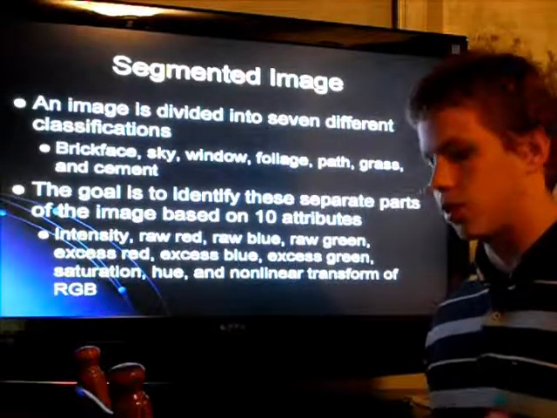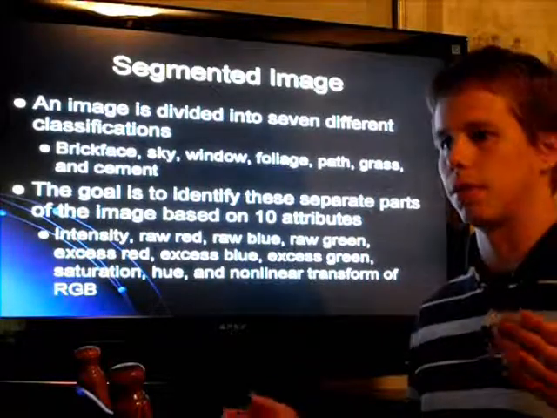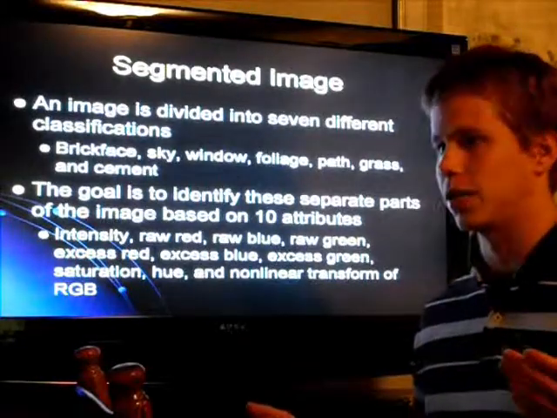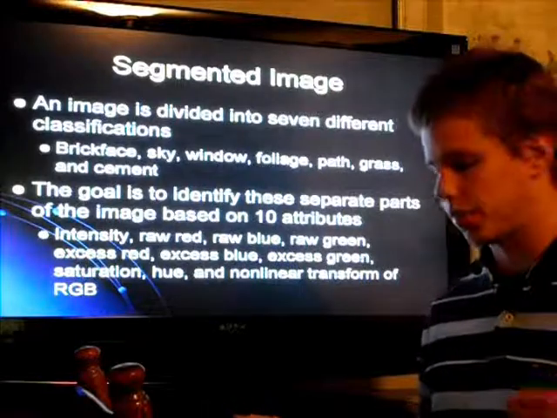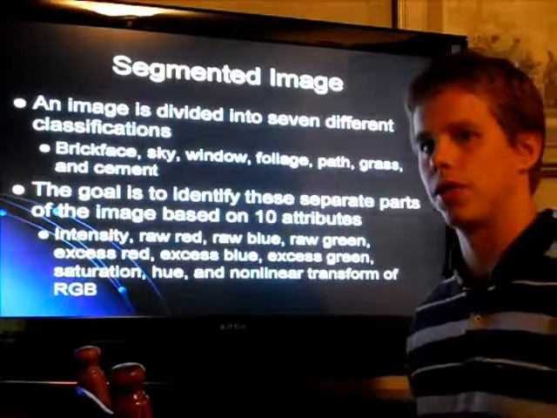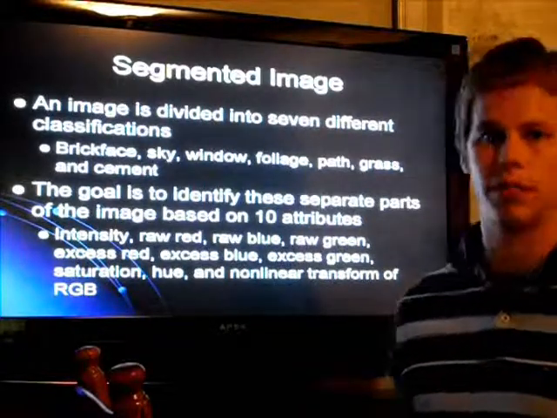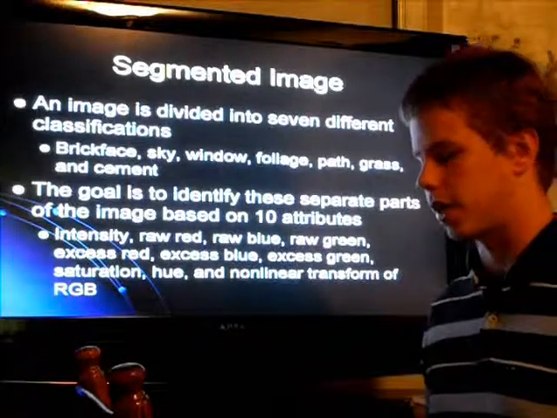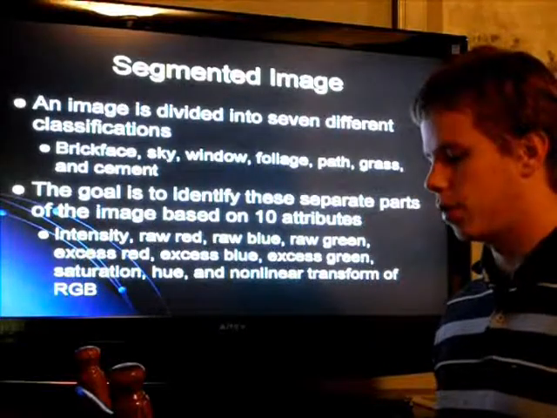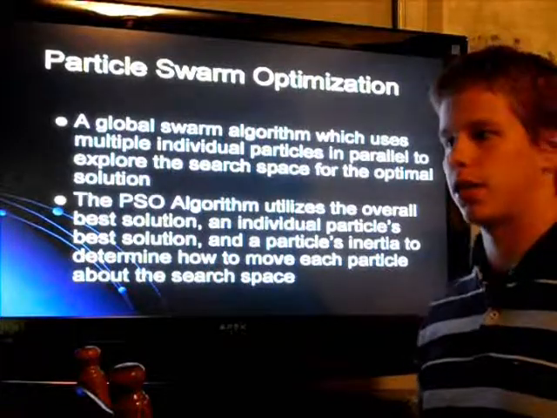And the goal is to identify these separate segments, or these separate classifications into segments of the image, based on these 10 attributes, which is mostly just color information such as hue, saturation, intensity, RGB values, just color stuff like that. And what we use to segment this image is a particle swarm optimization algorithm.